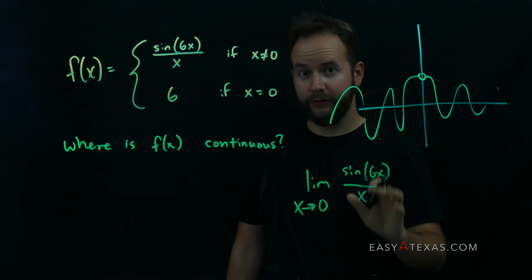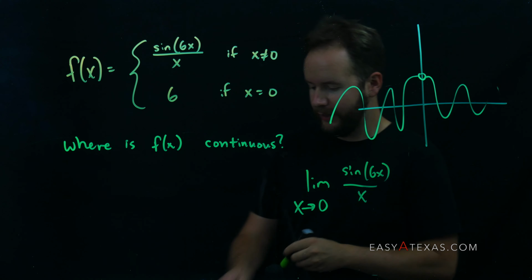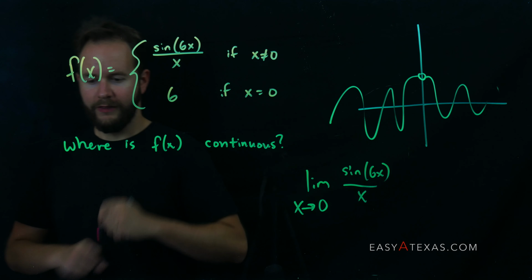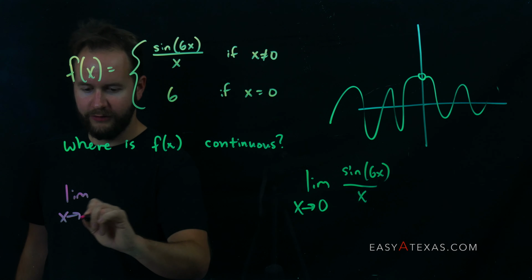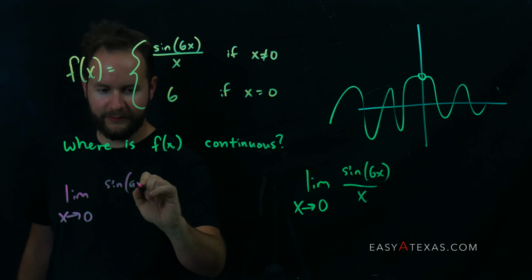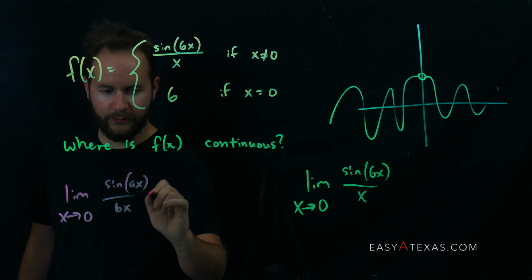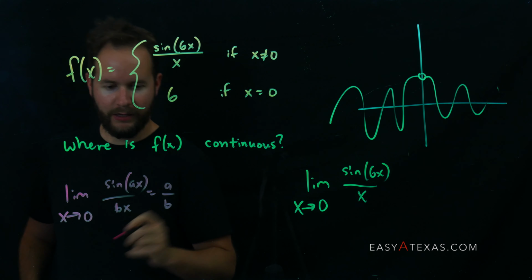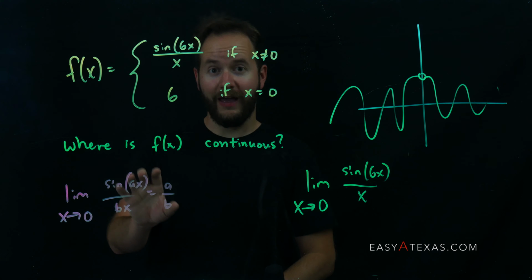You might not know this form, but let's do it over here in pink. There's a certain form you need to know: the limit as x approaches 0 of sine of ax over bx. This value comes out to be a divided by b. So long as you have this form, that limit is free.